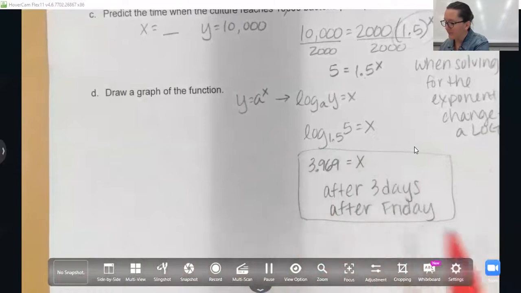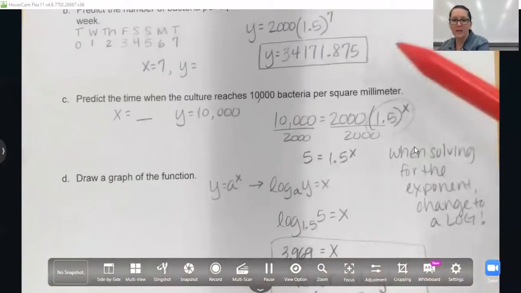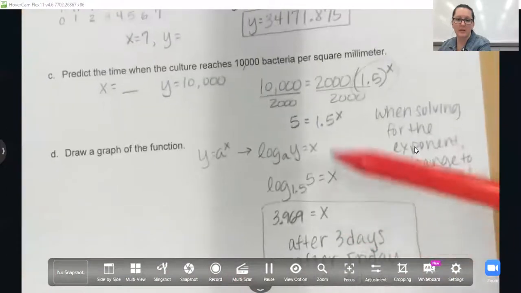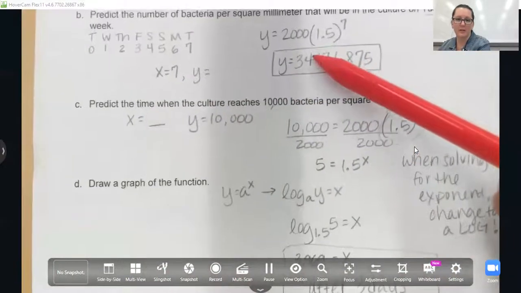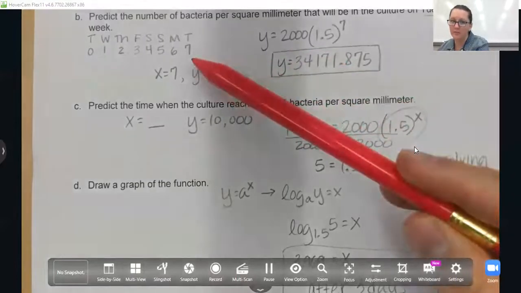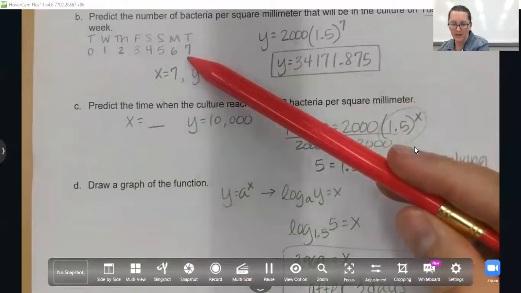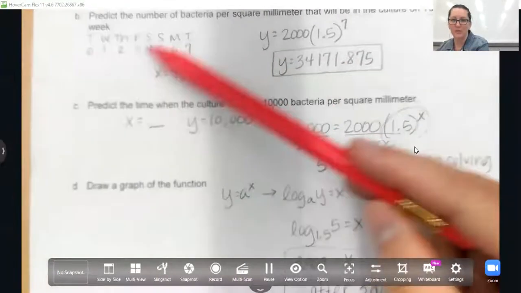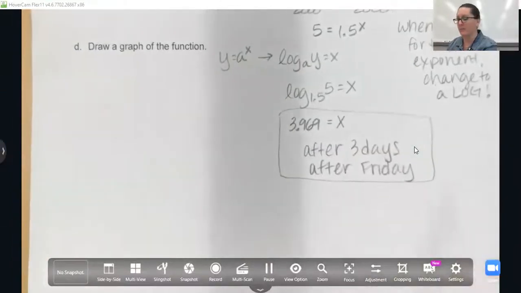And we can kind of check the reasonableness of this answer because I'm looking for 10,000. Well, at 7 days, it's 34,000. We know it's definitely not going to be after 7 days, right? So it's going to be between that Thursday, between 2 and 7. So 3.969 is a reasonable answer.